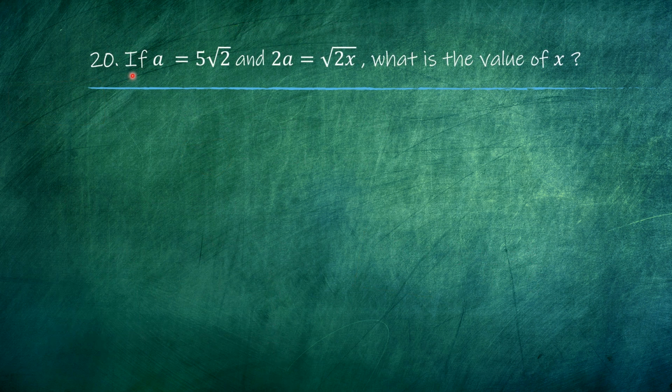Question 20. If a is equal to 5 times square root of 2 and 2a is equal to square root of 2x, what is the value of x? Go ahead, pause the video and solve it. So the answer is x is equal to 100.